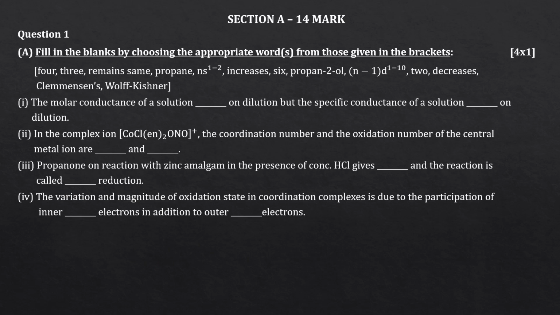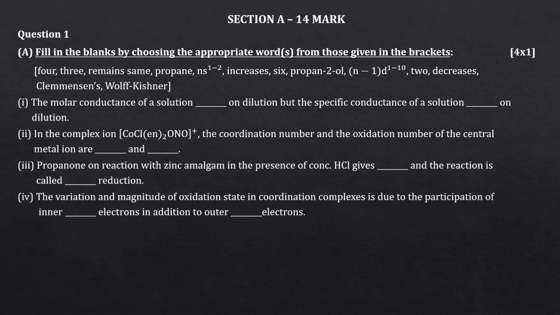Now, in Section A, 14 marks, under question number 1, you will have three parts: A, B, C. A will be the fill in the blanks, B will be the MCQ, including assertion-reason questions, and part C will be paragraph based questions.